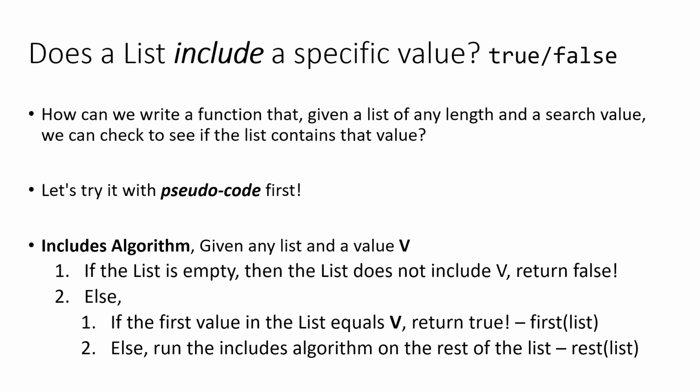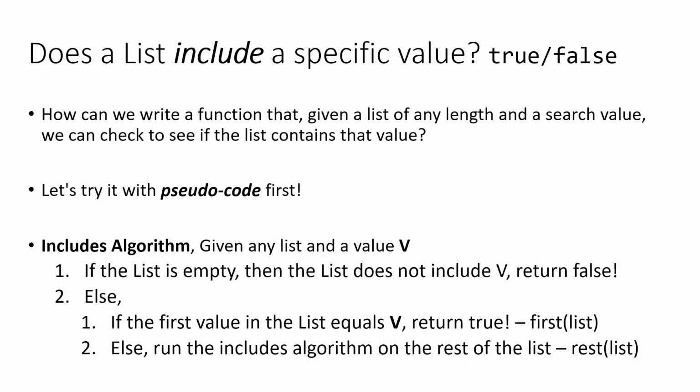Otherwise, though, what we're going to do is check if the first value of the list is equal to v. And if so, we'll return true, right? If that's not true, what we're going to do is, rather than loop or do anything clever or fancy here, we're just going to apply this same process recursively to the rest of the list. So we're going to run the same algorithm again, but on the rest of the list. And we start back at step 1 for the rest of the list, right?